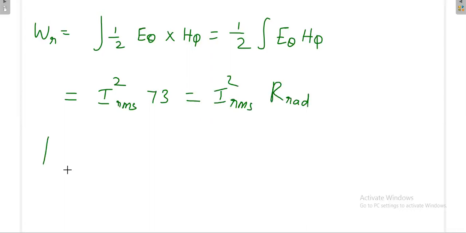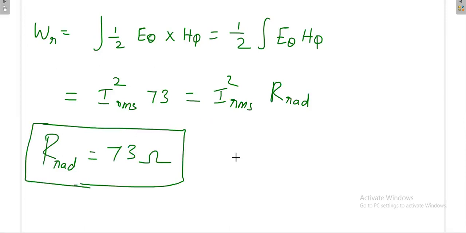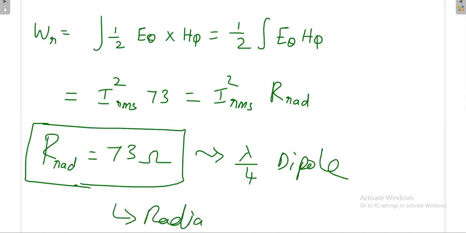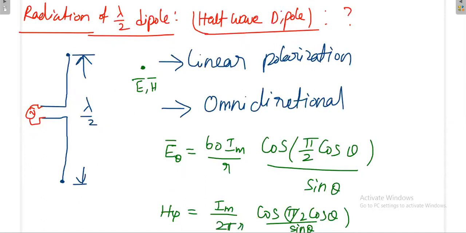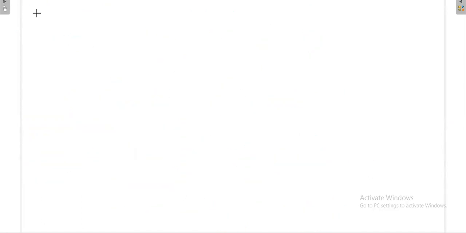This is very, very important. So what is the radiation resistance of lambda by 2 dipole antenna? The radiation resistance is 73 ohm. And again E theta H phi, you know. Next, what is lambda by 4 dipole?